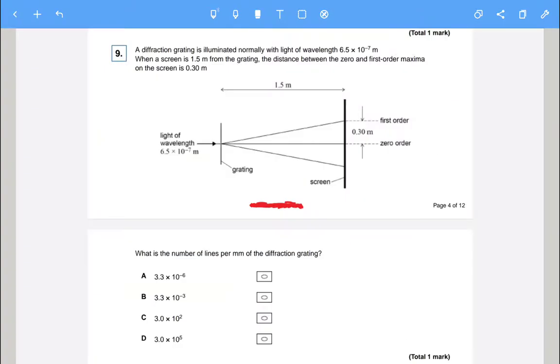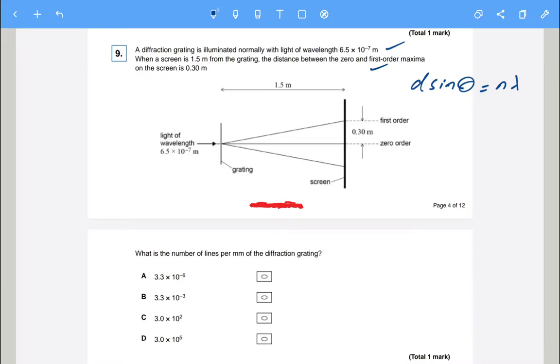So for this one, number 9, it's straightforward, we've got a diffraction grating, we've got a screen. And the question, what's the number of lines per millimetre on the diffraction grating? So from d sine theta equals n lambda, the first thing that we want to find is d, d being the distance between two individual lines on the grating. Once we've got d, then getting the number of lines per millimetre is relatively straightforward. So we need the wavelength, which is given in the question. We need the order, which is the first order, so we've got that. We just need the angle.